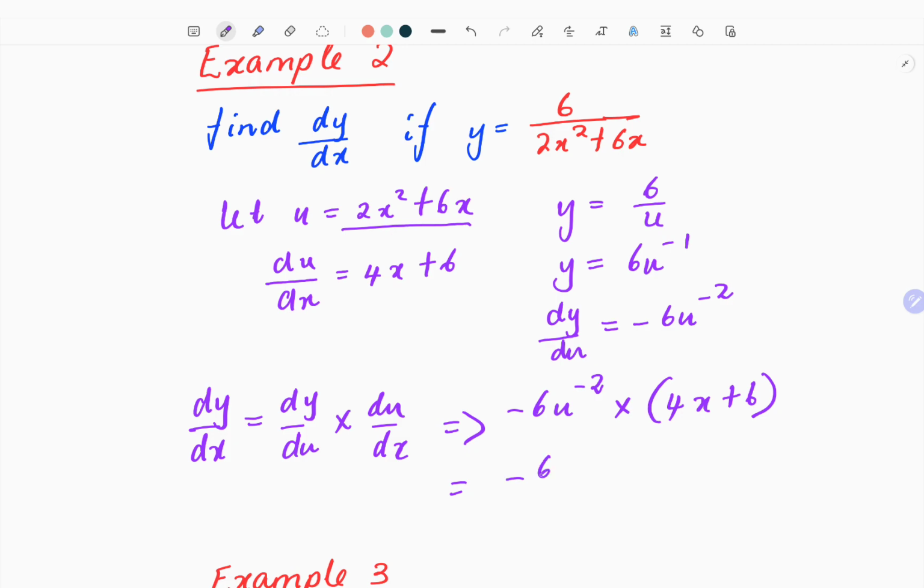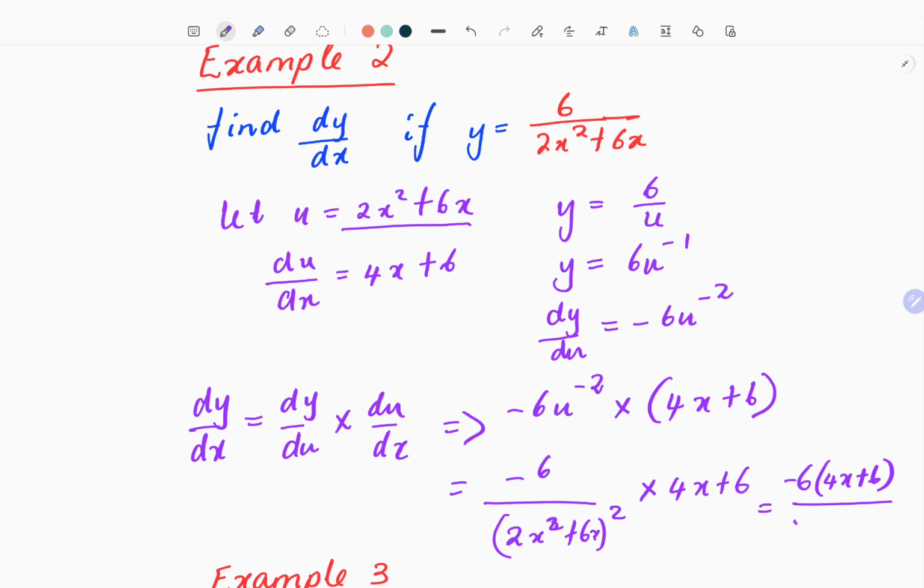That will be negative 6u to the power negative 2 multiplied by 4x plus 6. And you want to replace that u with 2x squared plus 6x. That becomes negative 6 over (2x squared plus 6x) to the power 2, multiplied by (4x plus 6). The final answer will be negative 6(4x plus 6) over (2x squared plus 6x) squared. And that's how you solve that one.